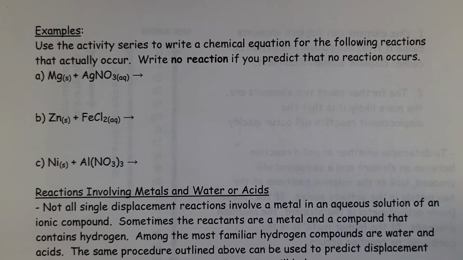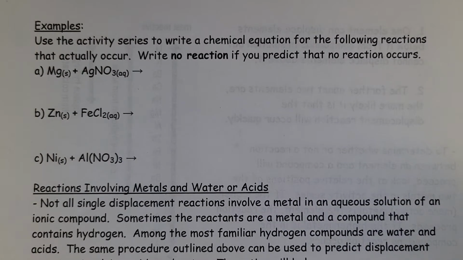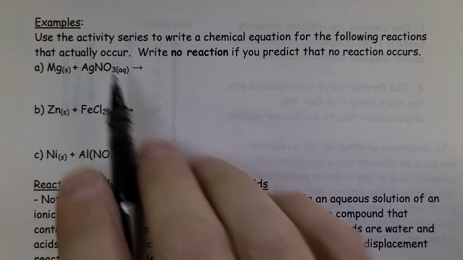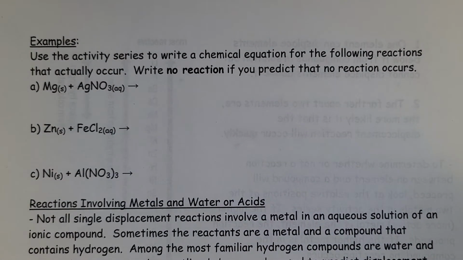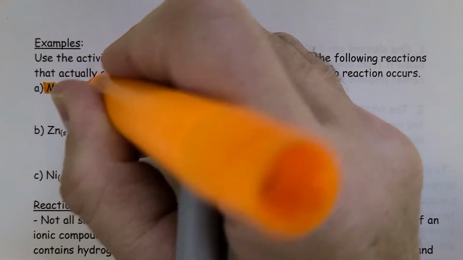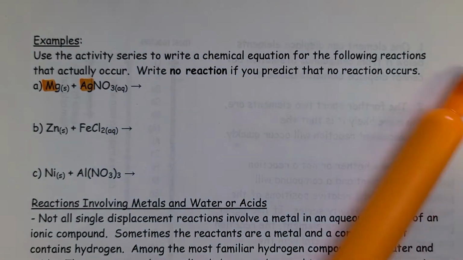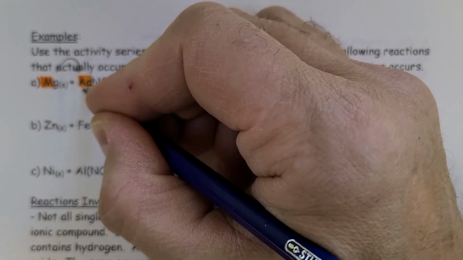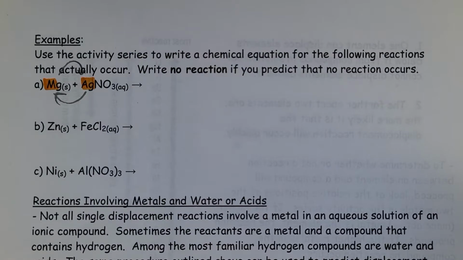All right, welcome back. So this will be part 2. We're going to look at a few more examples here. Use the activity series to write a chemical equation for each. If there isn't one, simply write no reaction. So again, we're looking for: is magnesium active enough to replace silver in silver nitrate?